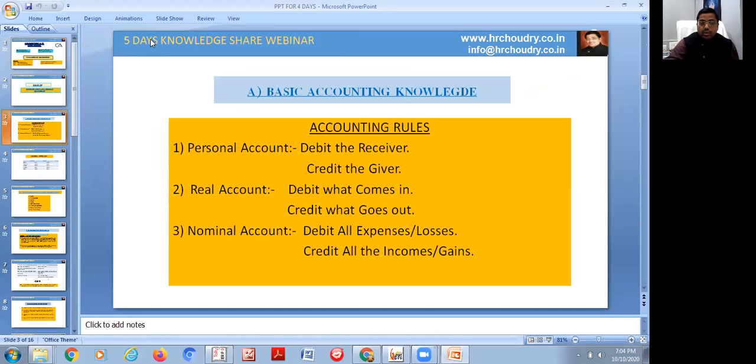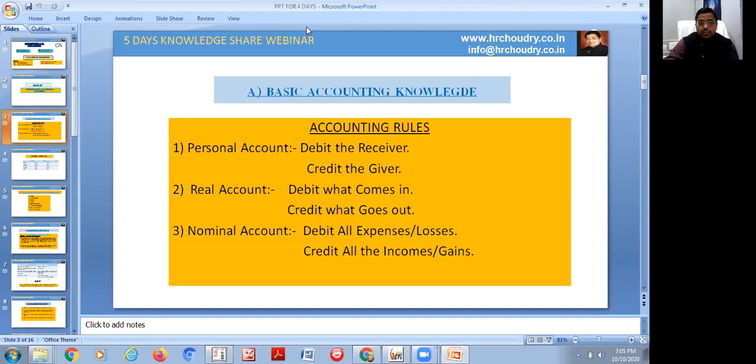Accounting rules. There are 3 golden rules in accounting: personal accounts, real accounts, and nominal accounts. In personal accounts, debit the receiver and credit the giver. To whom we are making the payments, we have to debit them. If you are purchasing material from your supplier, when you make the payment, you debit your supplier. In the same way, credit the giver. Whenever your amount is received from your debtors, you have to credit them.